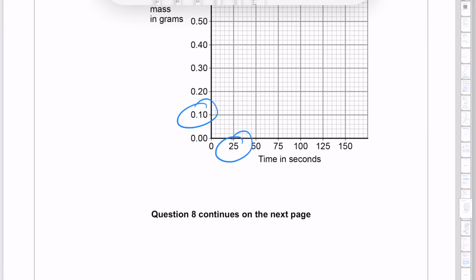I'll just delete those because what we need to look at is what each individual square is worth, and each individual square is worth 5 seconds on the x-axis, and on the y-axis it's worth 0.02 of a gram. When we know that, we can work out the numbers in between. Okay, so let's go through now plotting the data.